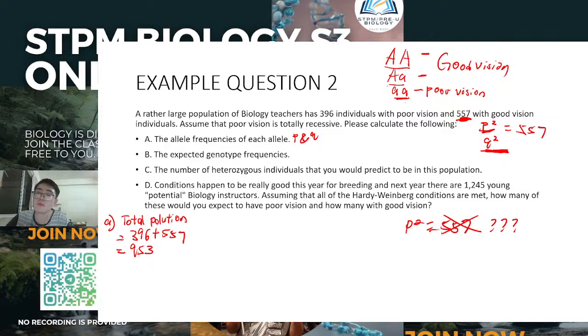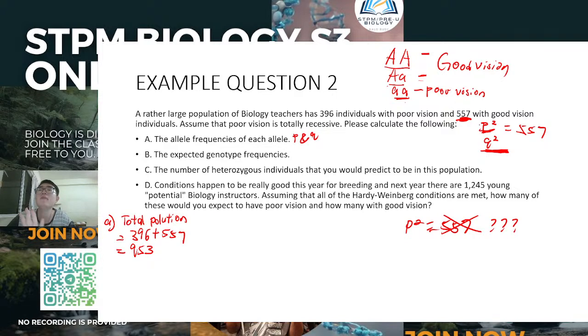Only this one is 100% compulsory. All of this will get the poor vision one. So you use Q square is correct. So what condition can you use P square? Either it already differentiates all of the numbers. It already says how many are homozygous dominant, how many are heterozygous, and how many are homozygous recessive.